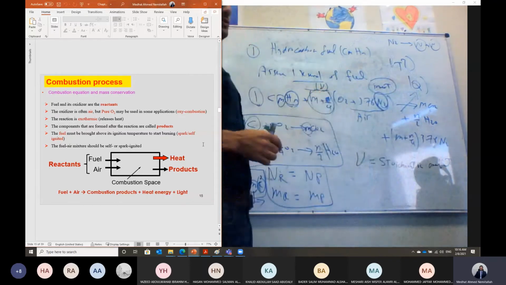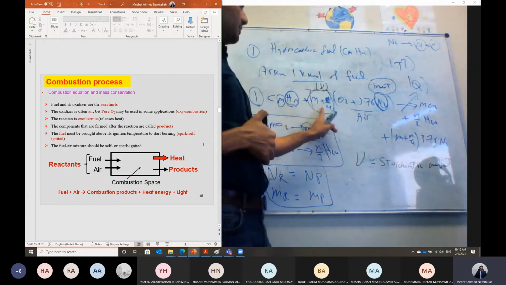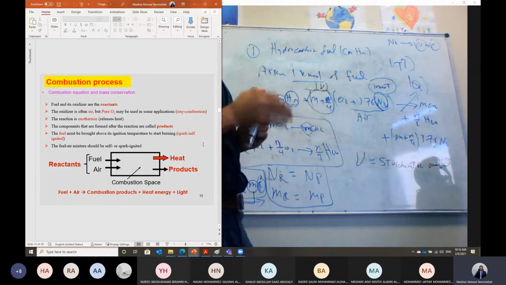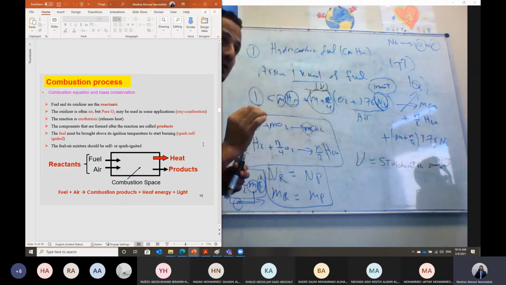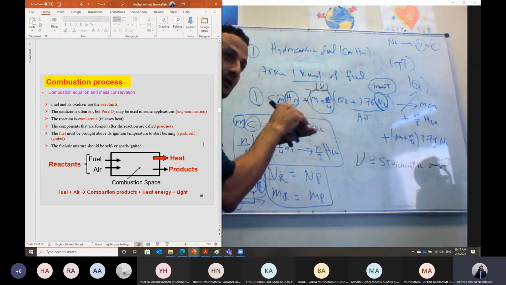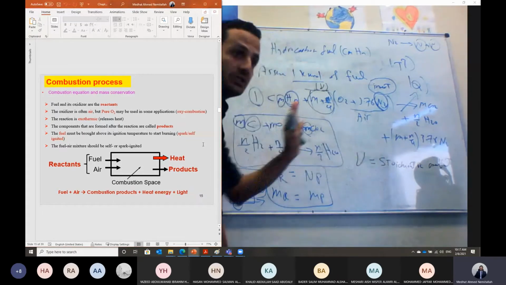It is the theoretical number of moles of air that are required in order to complete the combustion of the fuel. So it is just the theoretical amount of air required to complete combustion of the fuel. We don't have, Shabab, either excess air or less air. We just have the theoretical or stoichiometric amount.